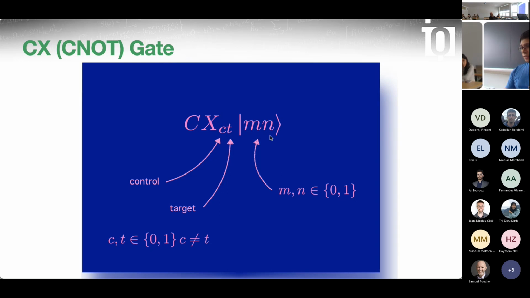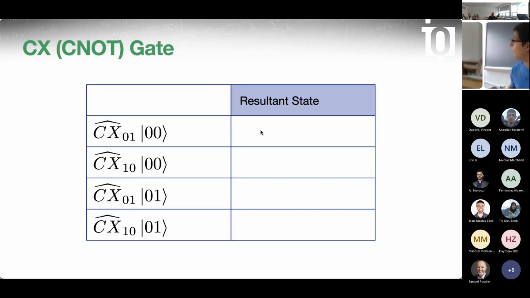Now, inside the ket, we're going to have a sequence of zeros and ones all the time, and we label them from right to left. Okay, this is very important to remember. So if the control is qubit 0, the control qubit inside the ket is the first one on the right. For example, here we apply the CX gate with sub-index 0, 1. That means qubit 0 is the control, and qubit 1 is the target.